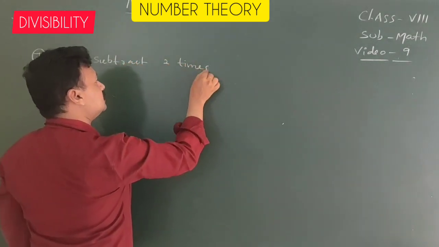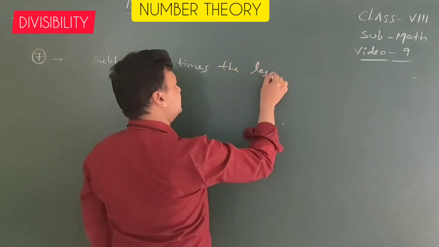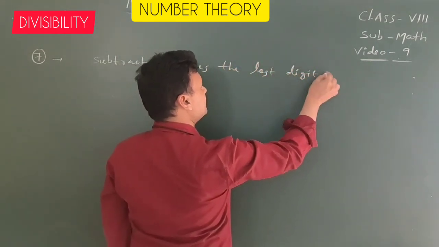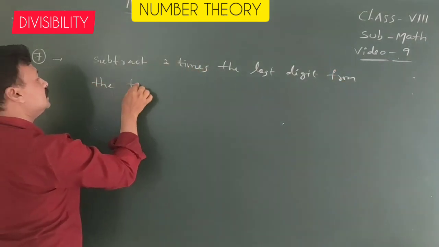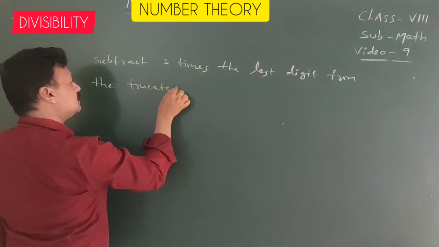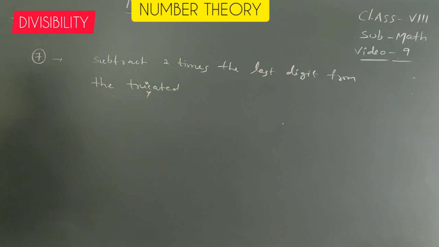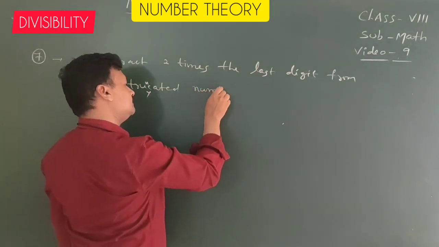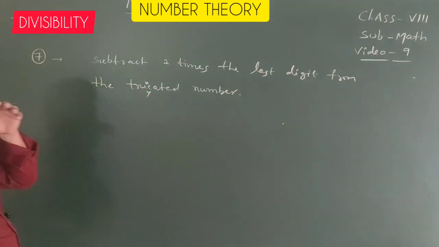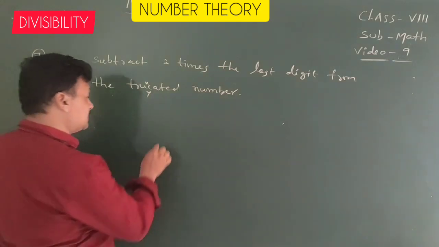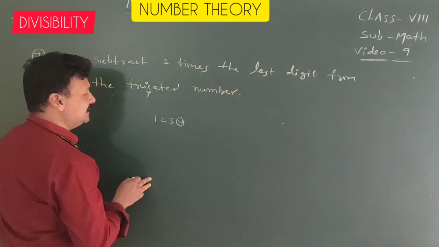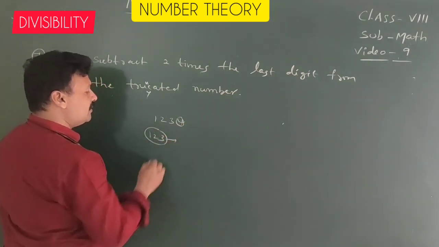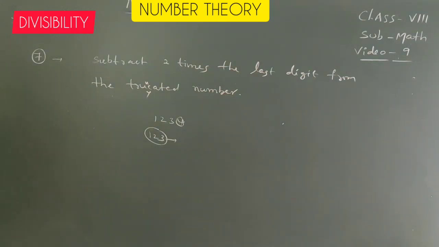2 times the last digit from the truncated number. Okay, subtract 2 times the last digit from the truncated number. Truncated number means, for example, here 1, 2, 3, 4 is given. If you remove the last digit, the number formed by the remaining digits is called the truncated number.